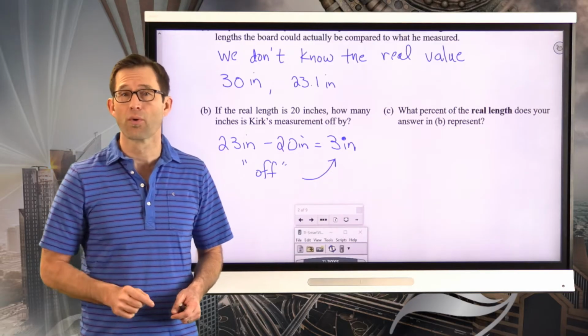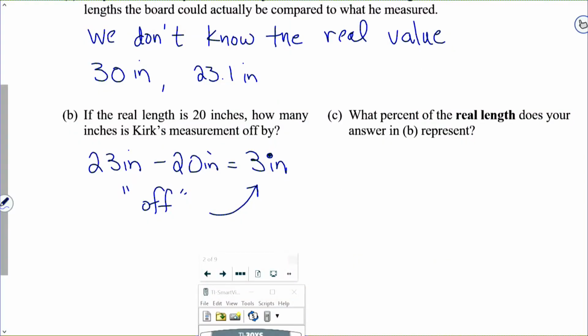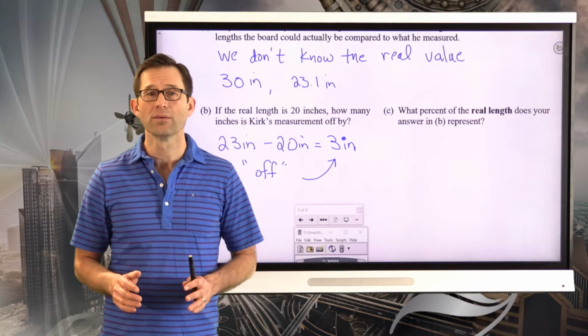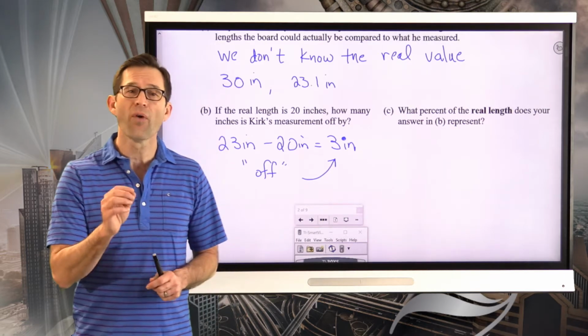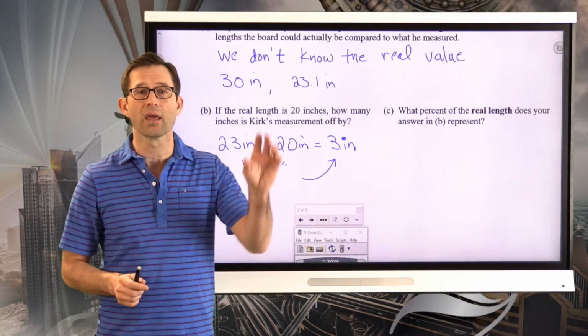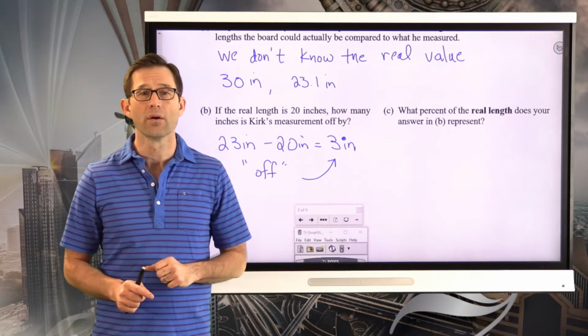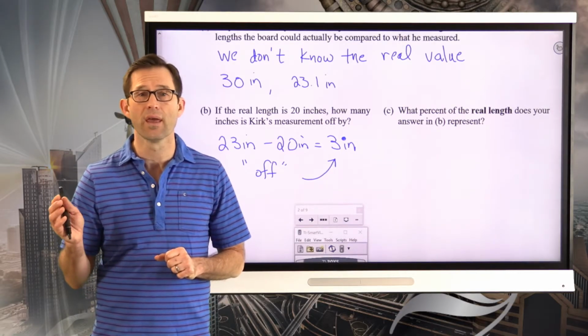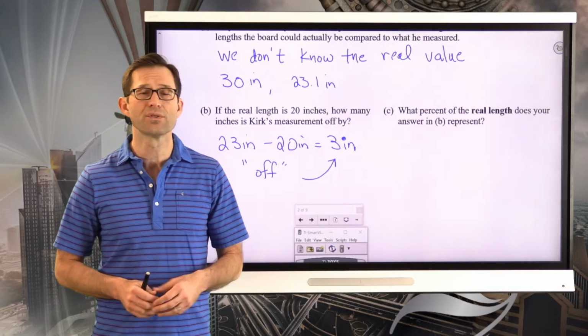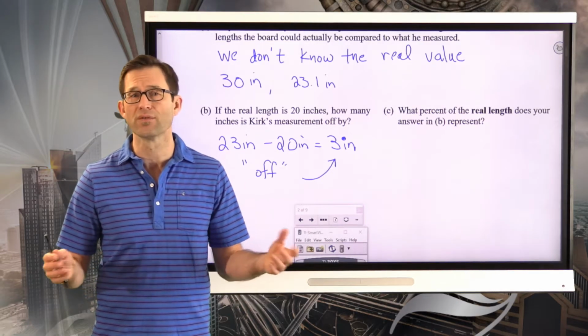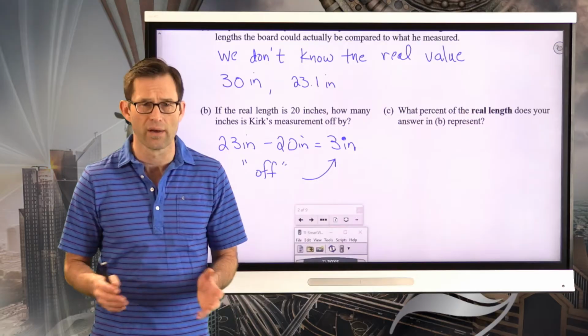But now here comes the important part, letter C. What percent of the real length does your answer in B represent? All right, so we want a percent. And we've almost always thought about percent as taking the part and dividing it by the whole. So we can say, there's 5 left-handed students in a whole of 20 students, so 5 divided by 20 is 0.25, 25% of the students are left-handed.